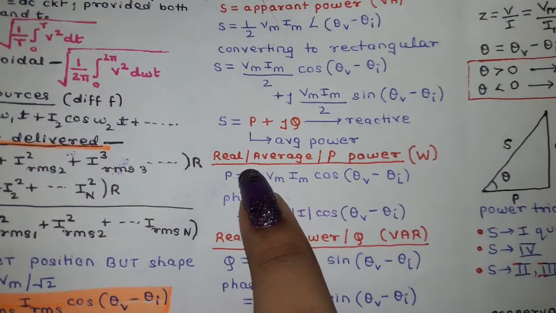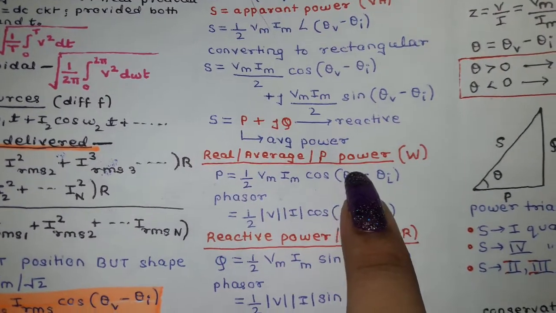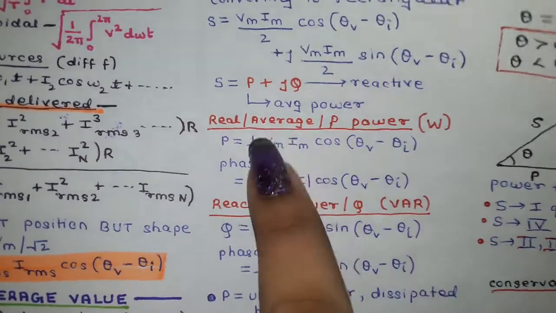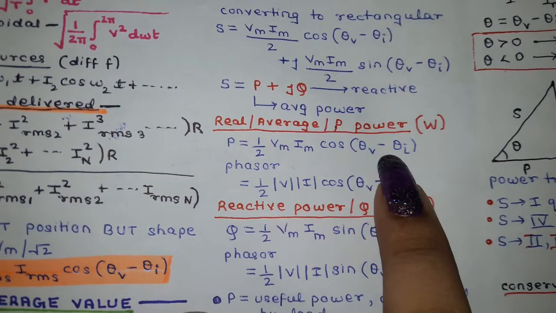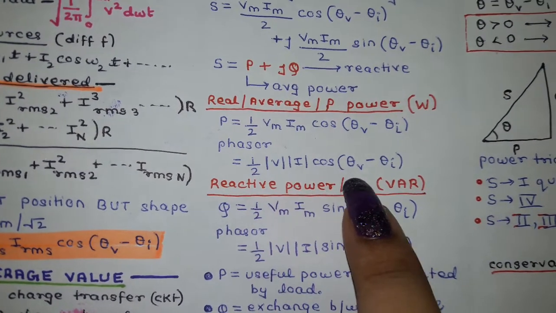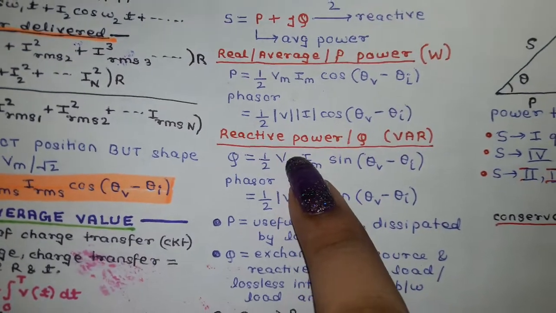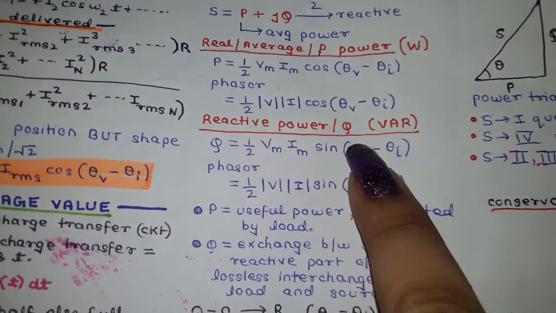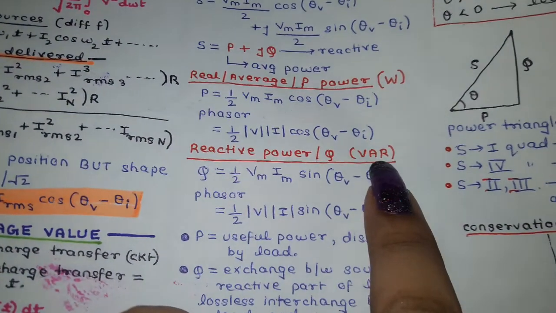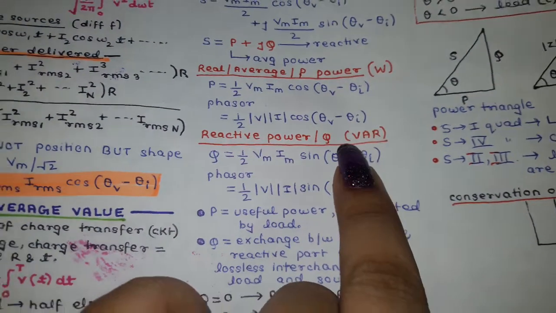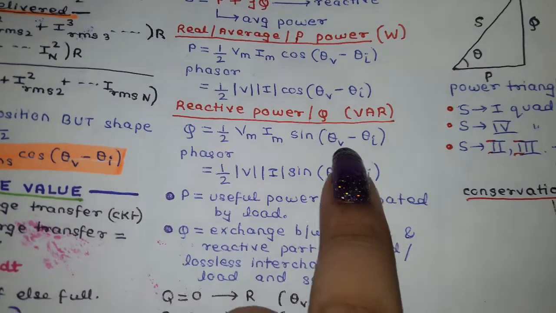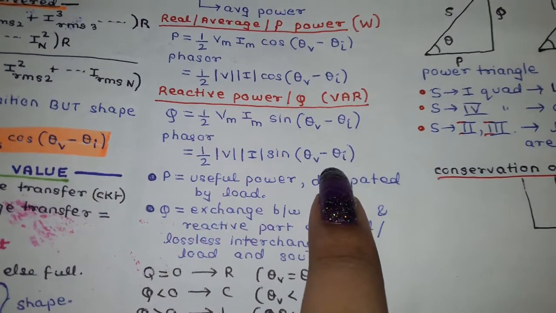Let's talk about real power or average power, or P in this case, which is measured in watts. This is the formula which we are going to use in numericals, and in phasor format we have this formula. Let's talk about reactive power, also called Q here. It is measured in var, or volt-ampere reactive, and Q is defined by this formula, and in phasor format it has this formula.